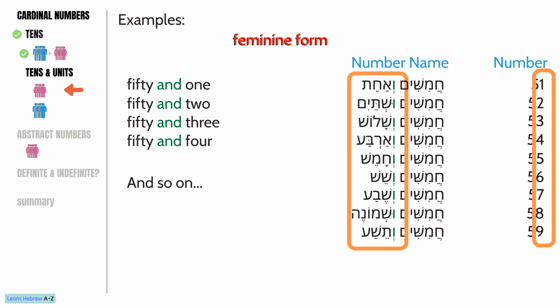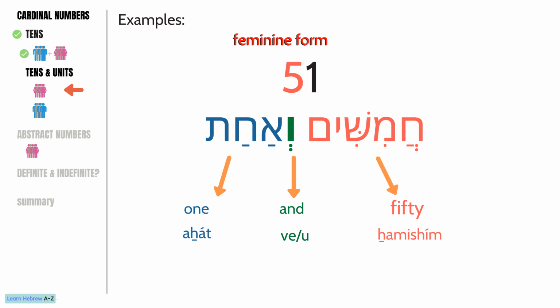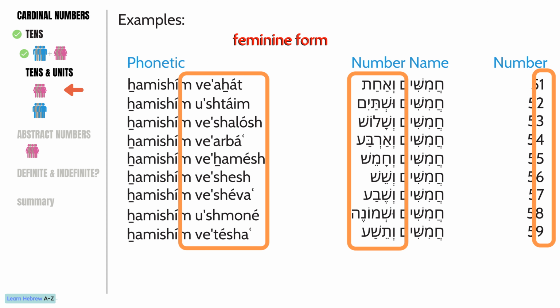Let's zoom in since this is important. Here is the number 51 broken to components, still in the feminine form. Now that we understand what is the purpose of the letter Vav in the number, we can see that the unit numbers are the number names in the separate form we covered in a previous lesson. In our case, the numbers 1, 2, 3, etc.